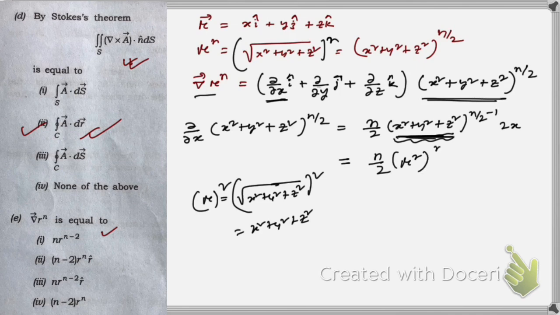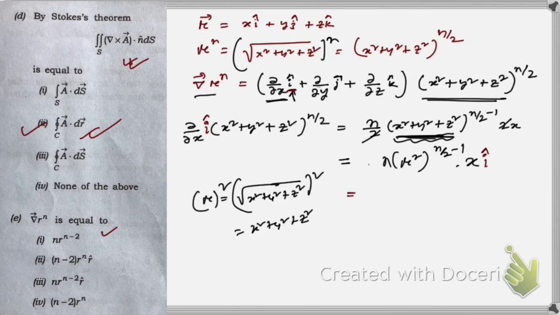So then we will get n by 2 minus 1. Here the two cancels, so we can write this simply as n into x. As you can see, there is i cap here, so if you put i cap, there will be i cap here.